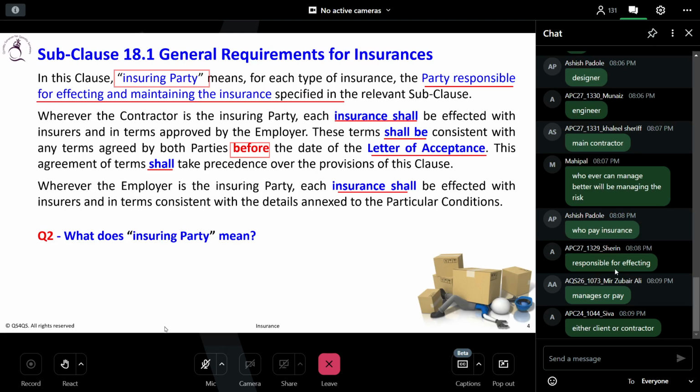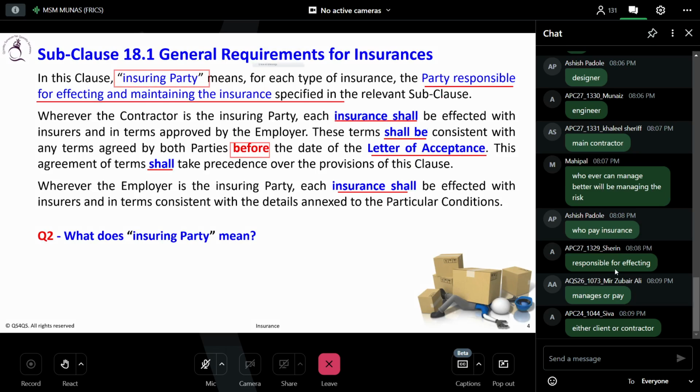You understand? You have to stick with the contract, so you don't need to give your own definition. It's already defined here. So what is the insuring party? You can mark this answer. This answer you have to take it down. This is the answer for this.